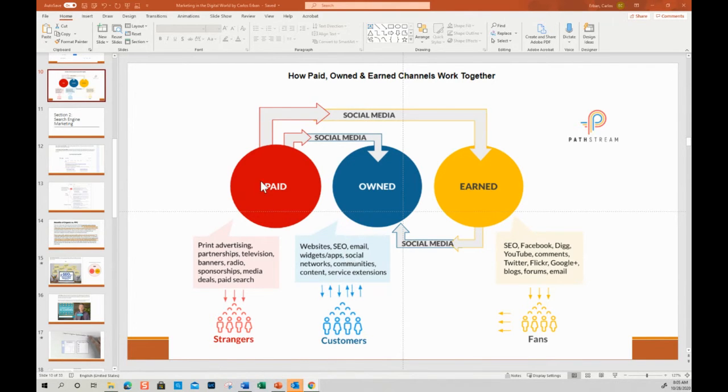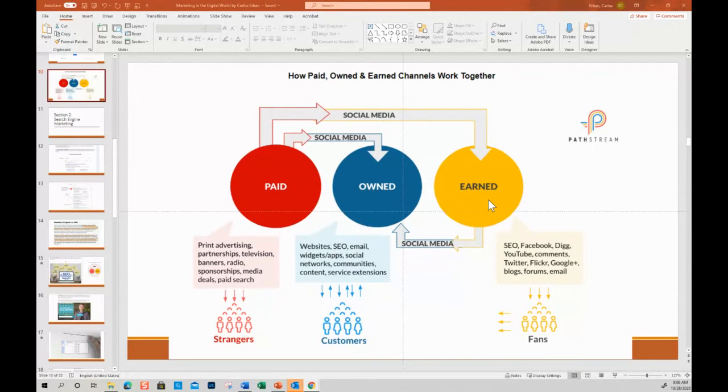Paid media are things that you have to pay a media company so that they can display your advertising, okay? Just like you have to pay magazines for print and TVs for TV ads, you have to pay Google, Facebook, Amazon, LinkedIn, whatever, to have your advertising. So this is paid, this is owned, and then you have something that is called earned.